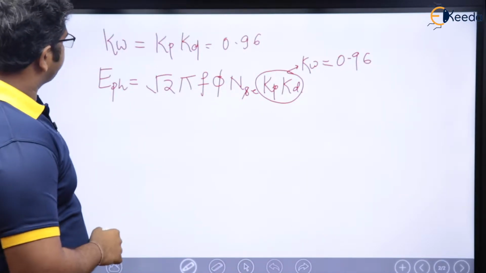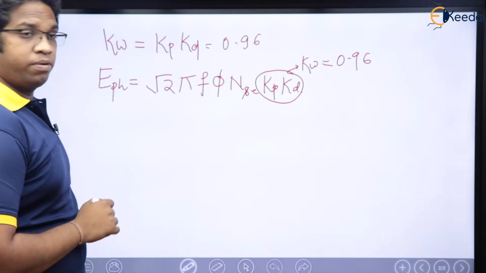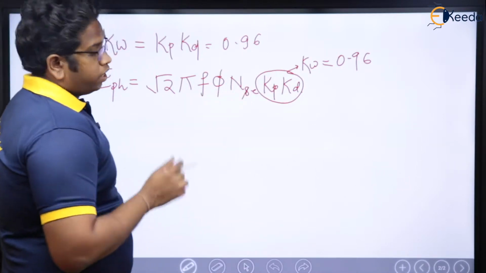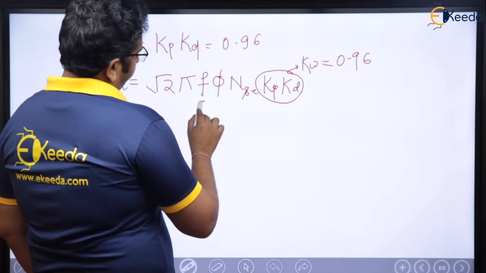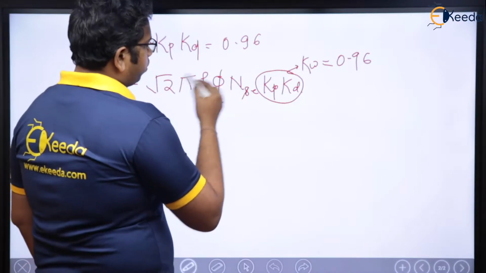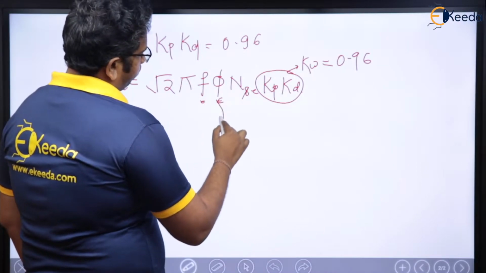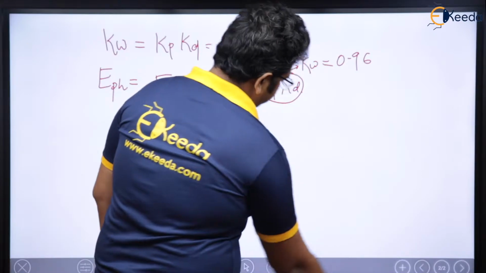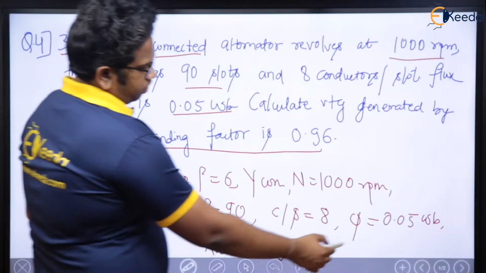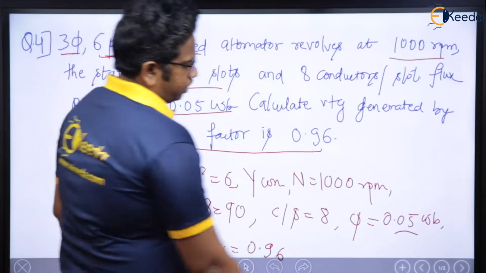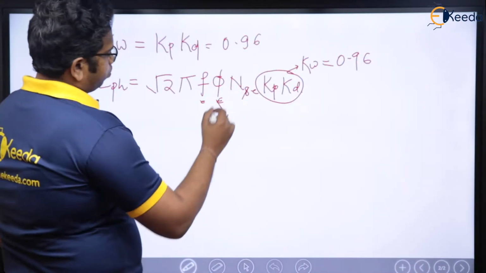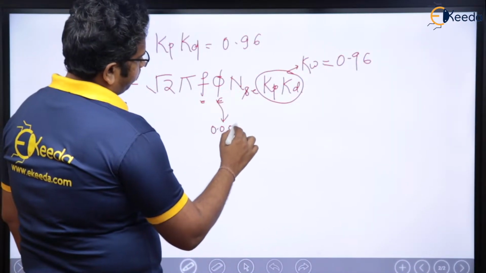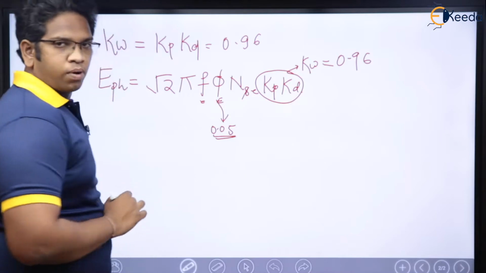Now see here. What do we need to find? We need to find Eph. But before that, Kp Kd is known. What else do we want now? You want frequency, and you want flux per pole, which is already given. How much is flux per pole? Flux is given as 0.05 Weber. That is also there, no problem.